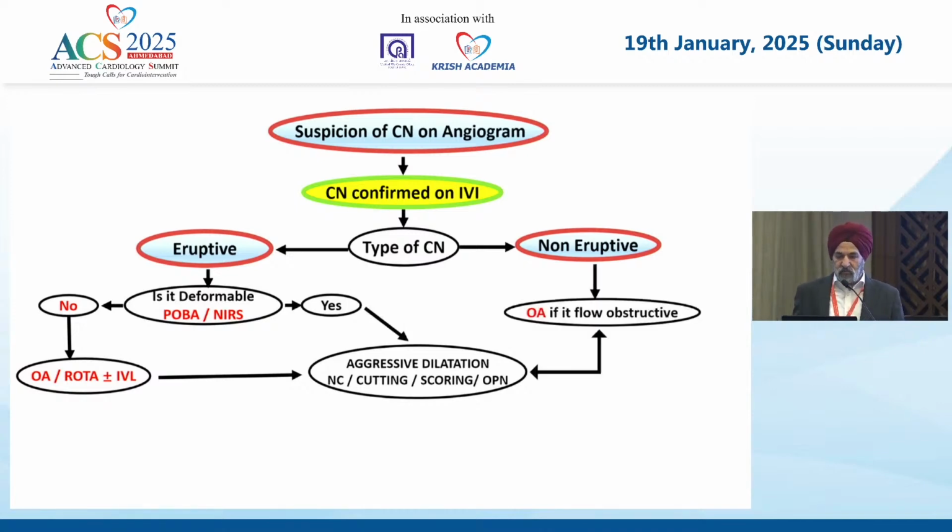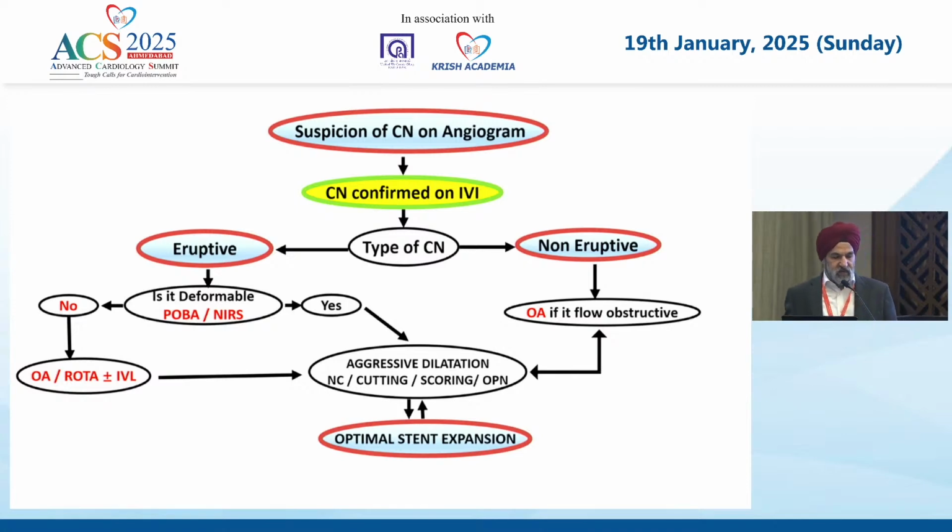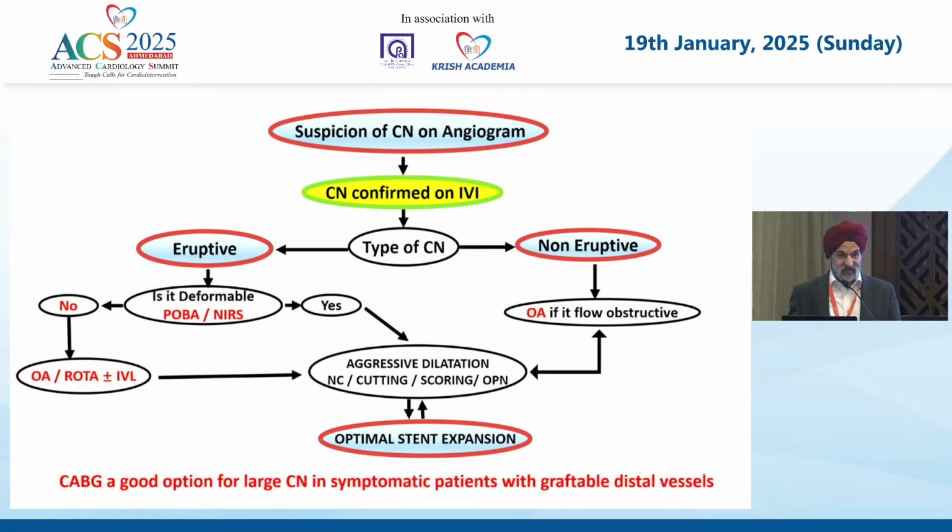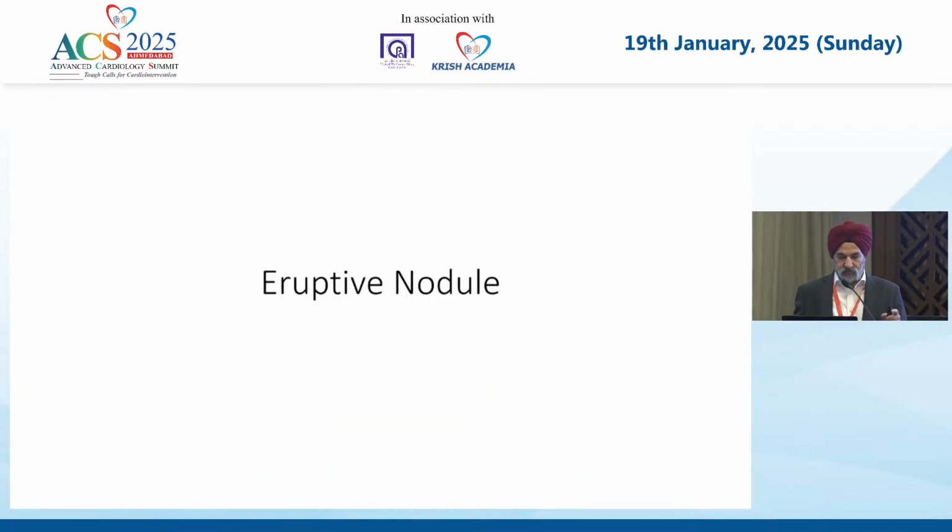But if you have a non-eruptive nodule, it's the orbital only which is going to help you. Rotablation is not going to help. I'll tell you the reasons why. Once you've dealt with the nodule, you have to ensure that you have an optimal stent expansion, and that is what is going to produce good results. But not all patients you're going to do this. Certain patients who have only isolated nodules, CABG is an option, because the results of calcific nodules, as I told you, are much worse than dealing with superficial calcium plates. So you must keep that option also open.